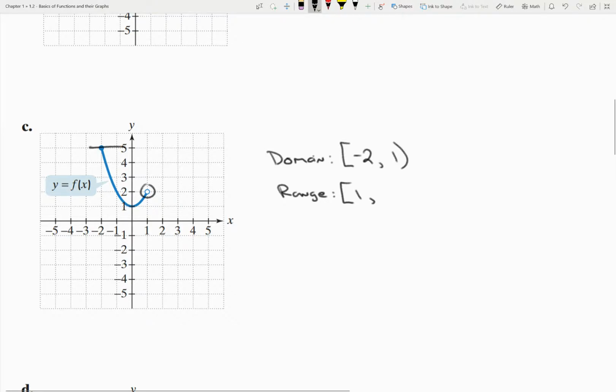This one doesn't have anything to do with the range. Even though it's an open circle, well, this one's a closed circle. So 2 is included in this range. Okay, and this function goes up to 5 with a bracket.